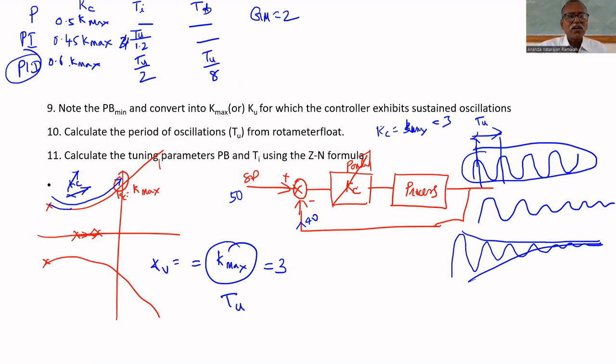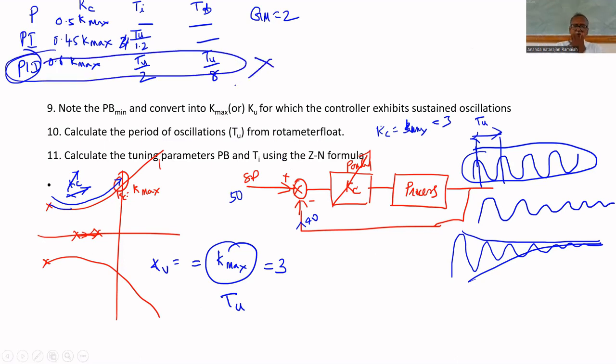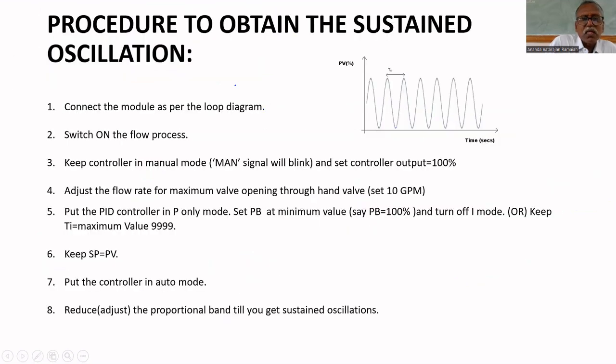So these are the thumb rules to find the tuning parameters. But anyhow, it is a fast process. That's why we won't use a PID controller. For a fast process, no need to use derivative mode. Only proportional mode and integral mode will be used, PI or P. So how to do the experiment, that we will see now.